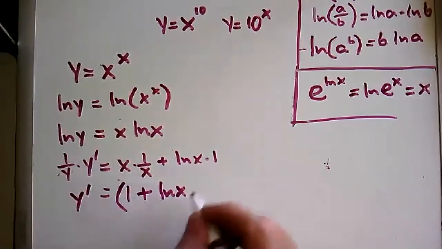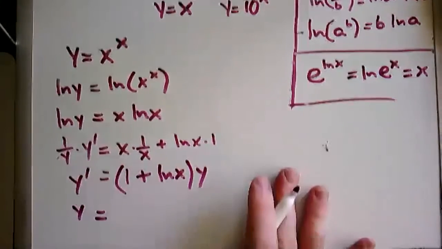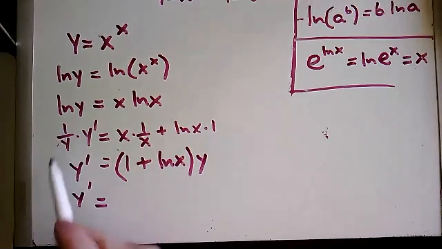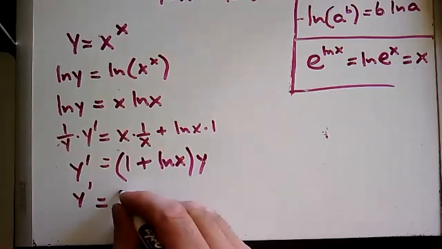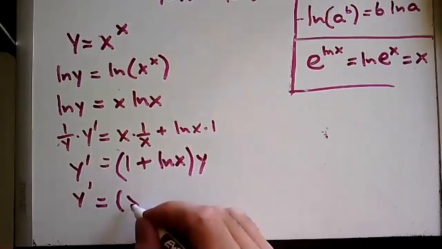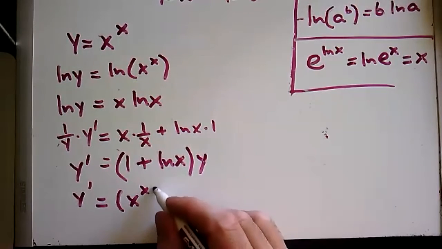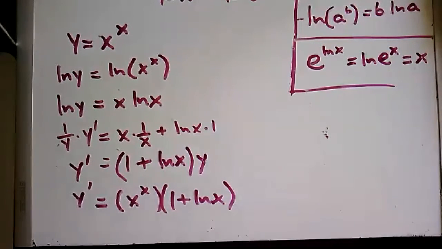And so if I multiply both sides by y, I can now substitute for y to finish the problem. So what I did here, multiply both sides by y to cancel the 1 over y. And now I'm going to trade out y for x to the x. And so our derivative then is x to the x times 1 plus ln x.